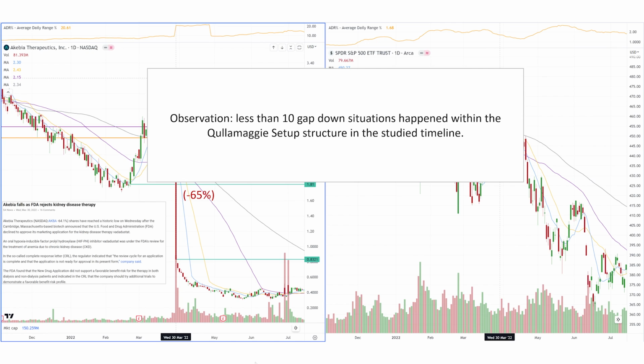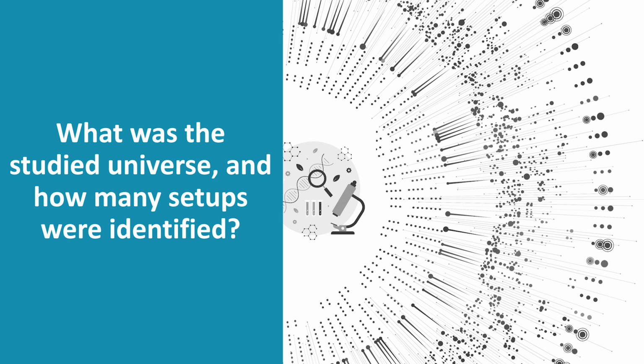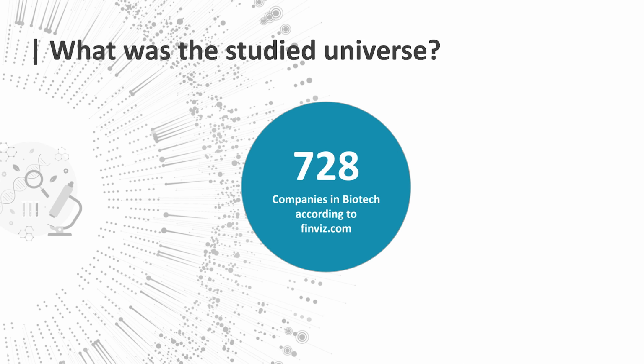Clarifying a bit the aspects on gap downs, it led to the main question of the deep dive, which is how many Qullamaggie setups are in biotech and should I trade them? Well, let's start with the studied universe and how many setups were identified. There are 728 companies in biotech according to finviz.com.